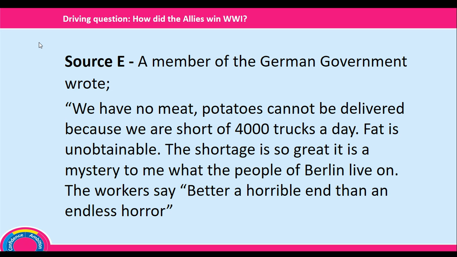Source E. A member of the German government wrote, "We have no meat. Potatoes cannot be delivered because we are short of 4,000 trucks a day. Fat is unobtainable. The shortage is so great it is a mystery to me what the people of Berlin live on. The workers say, better a horrible end than an endless horror."